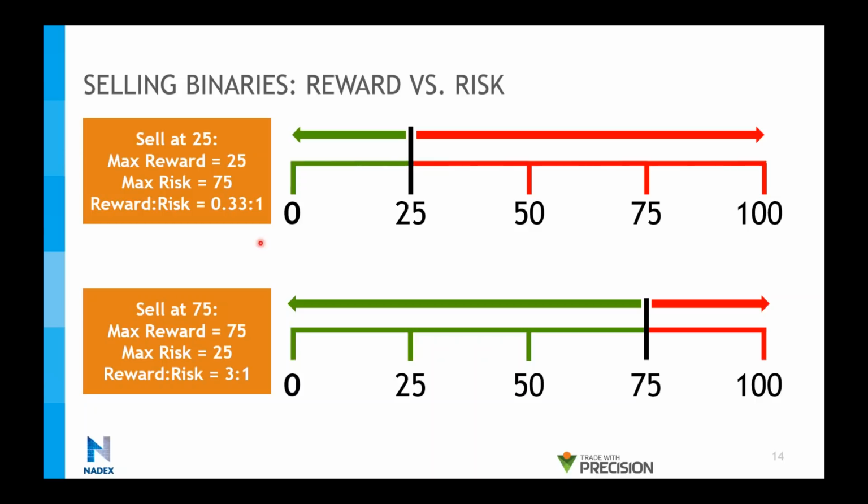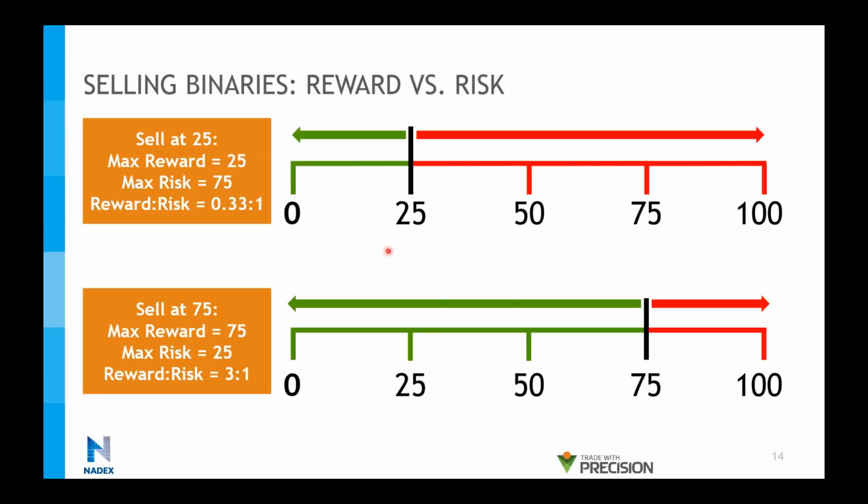Personally, I'd like to always see a reward to risk ratio on a trade of at least 1 to 1. It doesn't make much sense to me to think about risking 100 bucks or risking 75 bucks in this example just for the chance to make 25. That's not an attractive ratio. Let's put it like that.